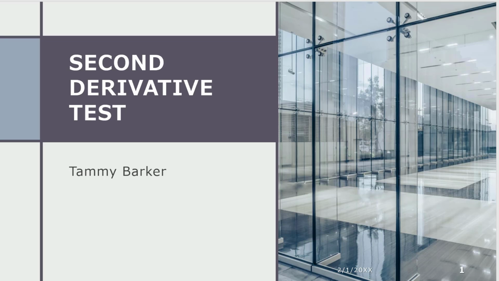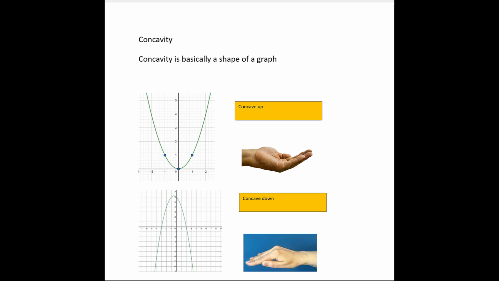We're going to continue our talk about the second derivative. We'll discuss concavity and the second derivative test to find where concavity switches between concave up and concave down. We'll start with concavity. Concavity is basically the shape of a graph.